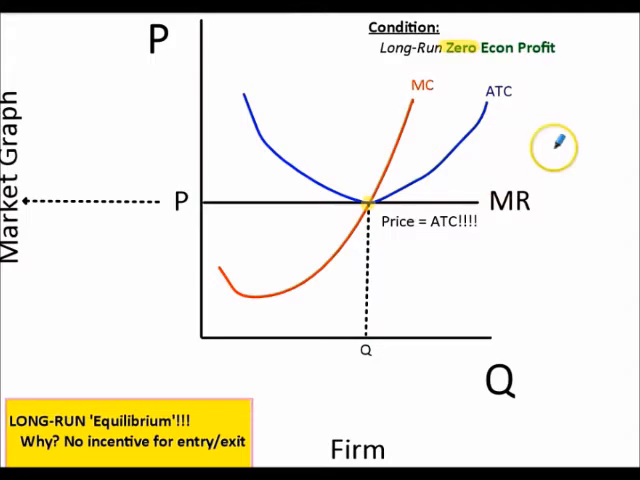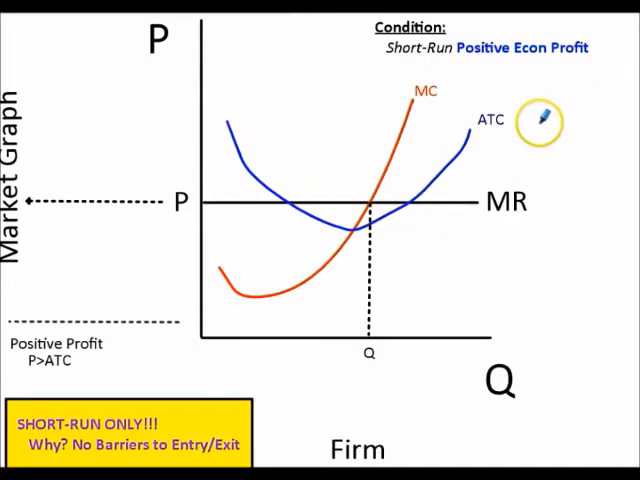Let's see what this means by looking at a short run condition and try to understand why this is long run and the others are short run. So short run condition is positive economic profit. What I want you to notice here is step 1, identify MR equals MC. That's the first thing you do. You find the profit max quantity of production.